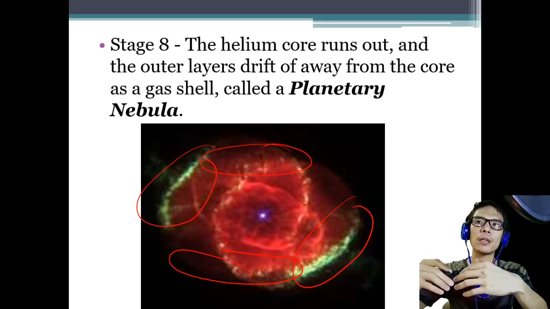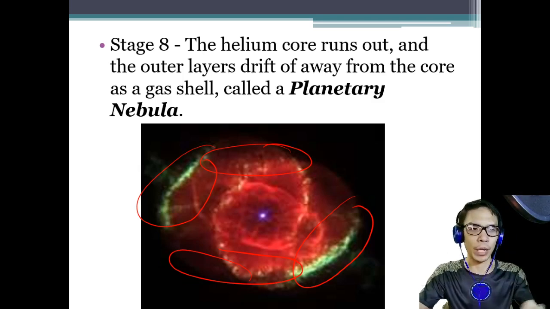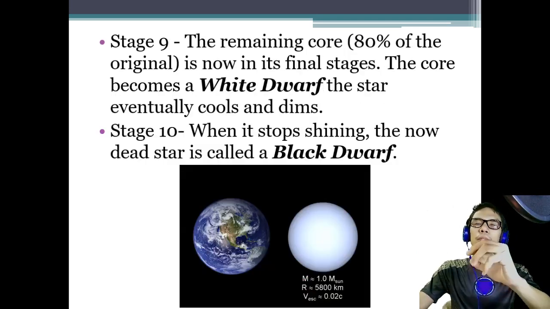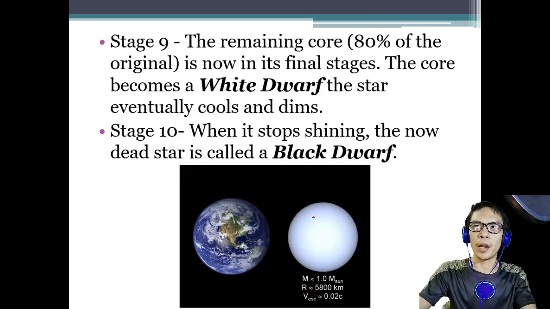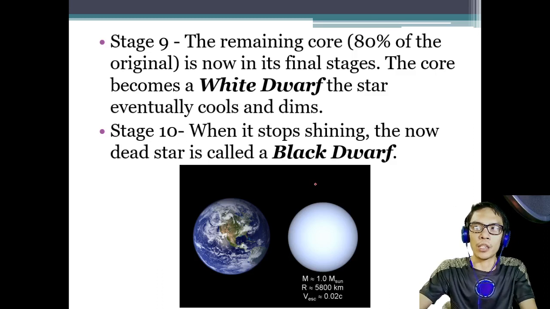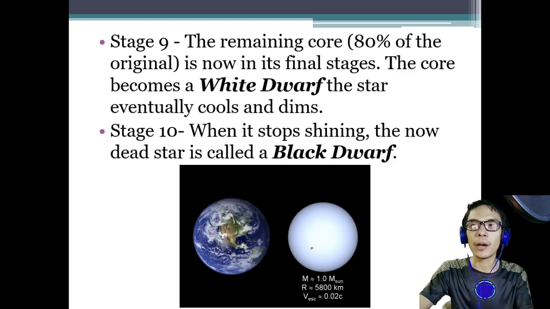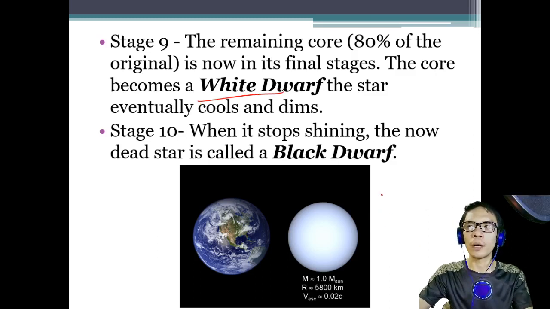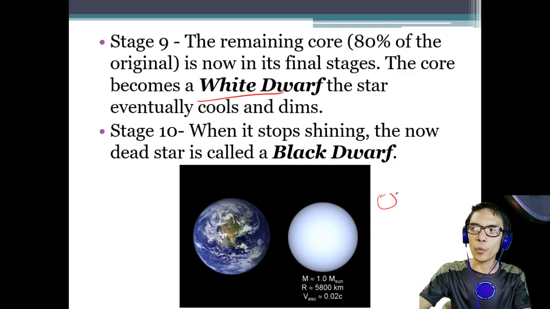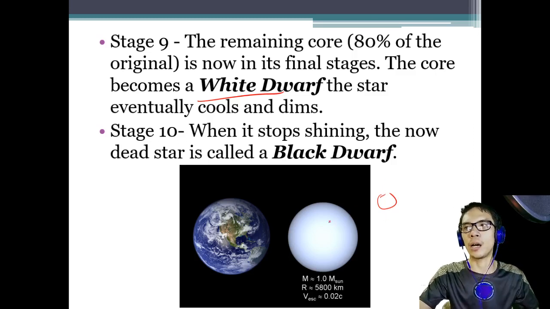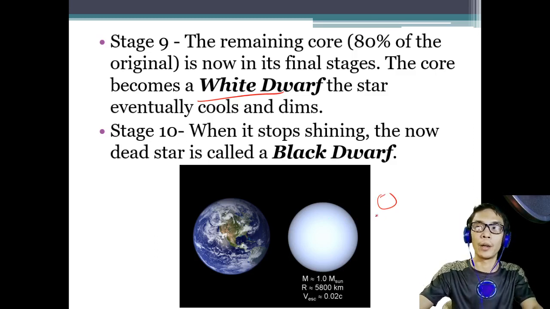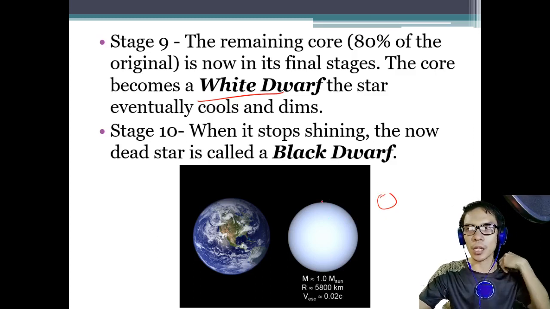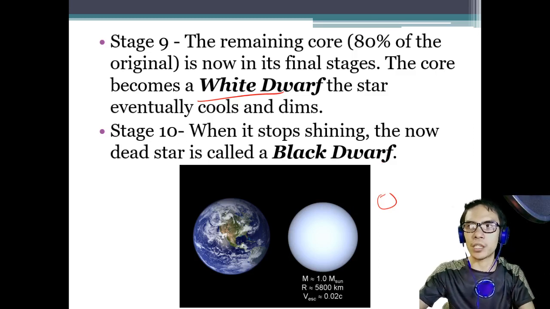Instead, once all the outer layers have drifted away from the core, the remaining core of the star is still hot. In terms of temperature, it is still high. We now call it a white dwarf. In terms of luminosity, this is category O, which means it has a higher temperature, but in terms of luminosity, it is somehow lower. So this is a star which has a higher temperature, but it is dim.